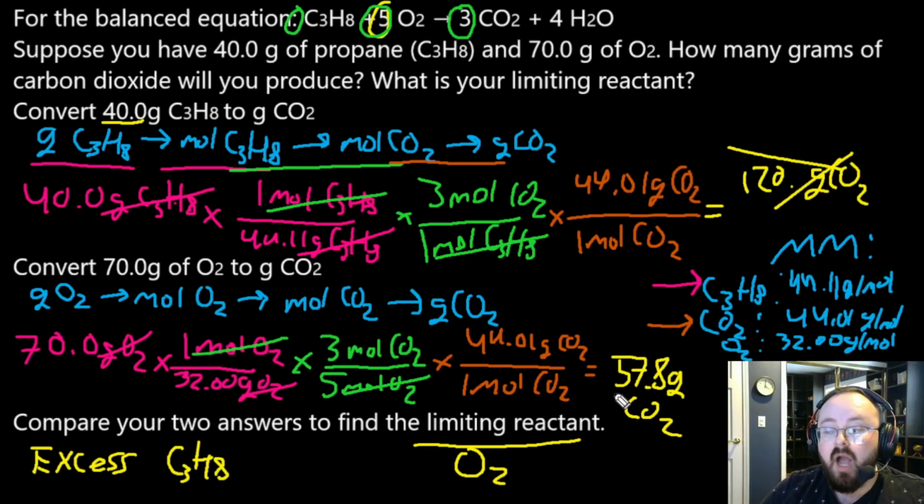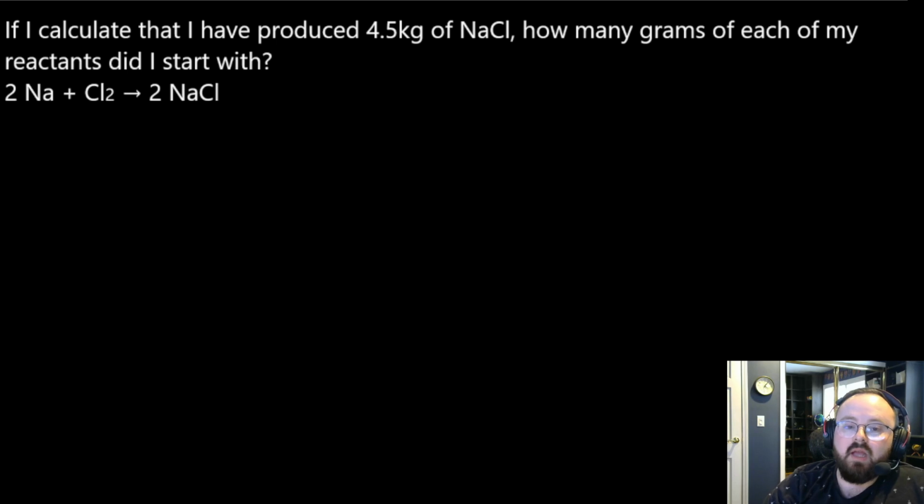So what I'm going to put up here now, this is the stoichiometry kind of in a nutshell. I'm going to put up another example here. I'm going to do one more, and then I'm going to let you try to find one of them. After that, we're going to increase the level of difficulty, and then we're going to talk about percent yield. All right? So let's start here with a more open type of question. If I calculate I've produced 4.5 kilograms of sodium chloride, how many grams of each of my reactants did I start with? And I give you the balanced equation here.